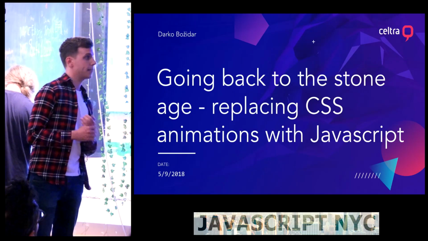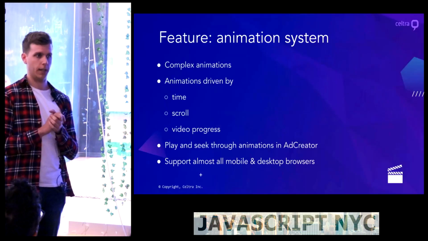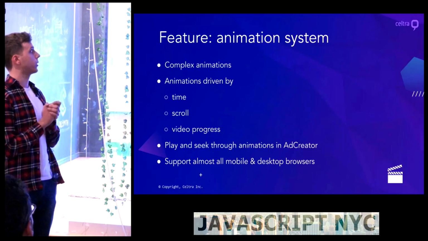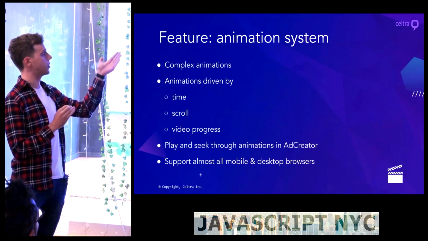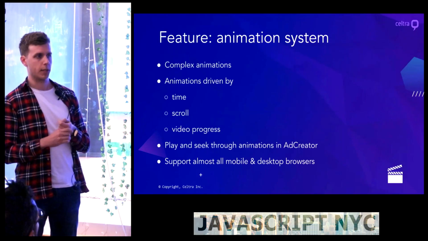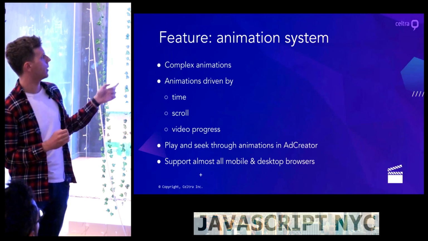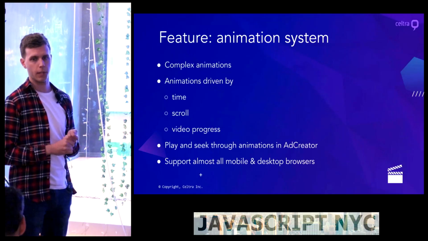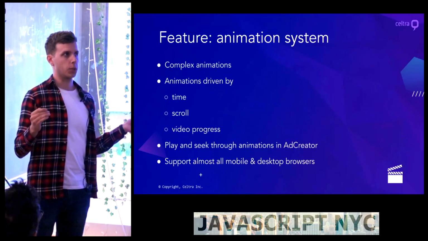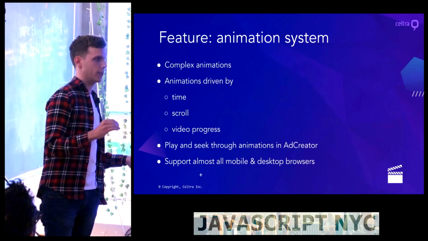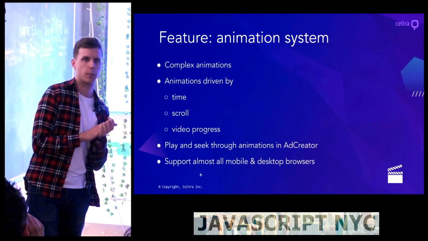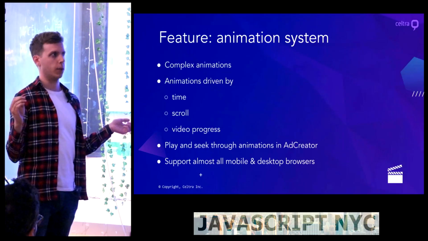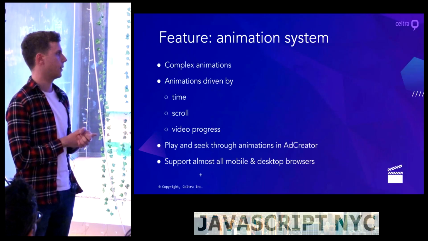So as I've mentioned, users can build interactive ads with our tool. And it was actually really important for us to implement this feature, this animation system, right? So we came up with a list of requirements for our animation system. And the first thing is that we needed to support complex animations. So what do I mean? I mean, we wanted to animate multiple properties at the same time, so position, rotation, scaling, etc. And we also wanted to animate multiple objects so they don't get out of sync, so they have to stay in sync. This was really important for us.